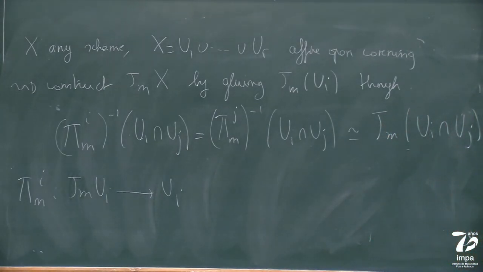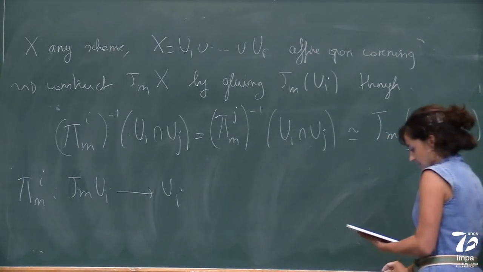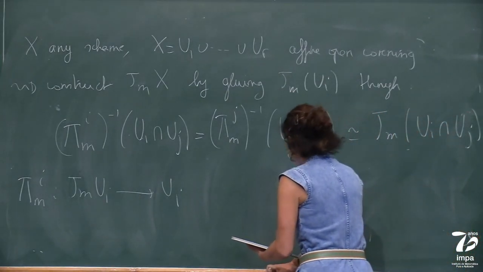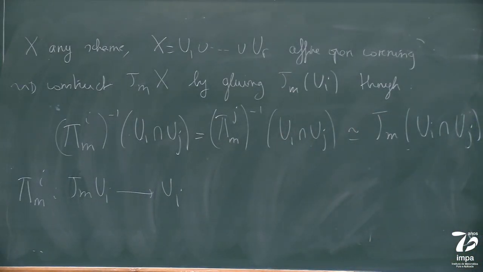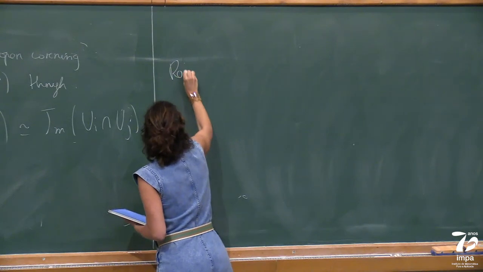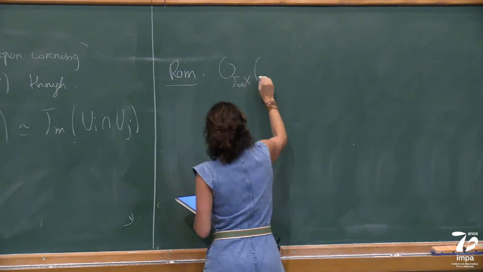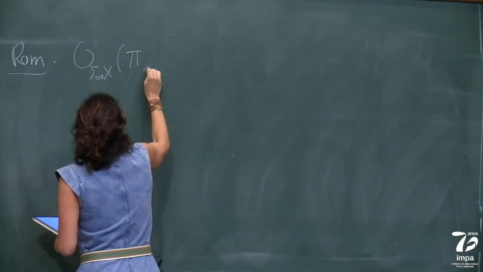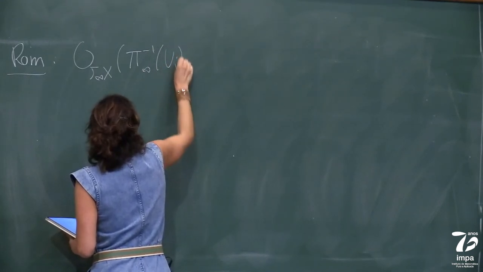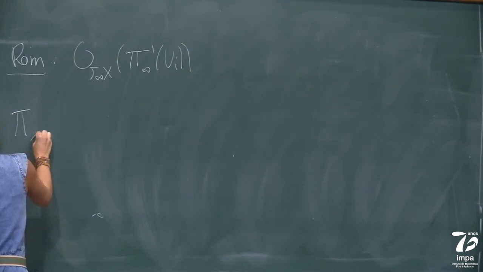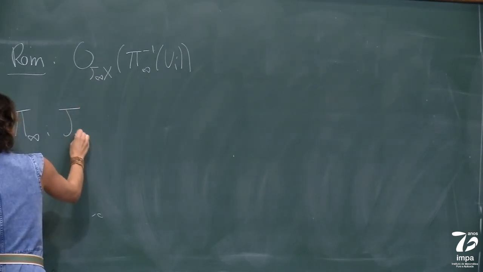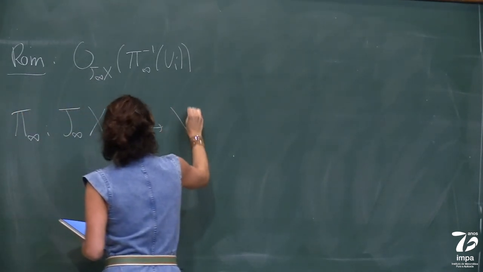All right? So now, this means that if I continue with my notation, if I want to describe the structure sheaf of the arc space of X, I have the following. So, remark. If I take the structure sheaf over the converse image of such open, so here pi infinity is my notation for the map from the arc space of X to X. All right.